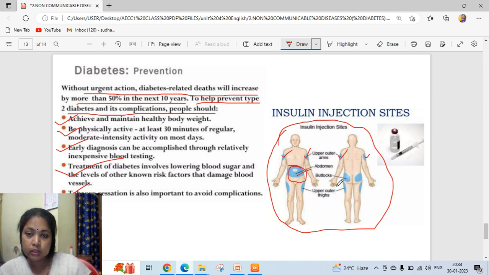Then your abdomen. Then your buttocks. Then your upper outer thighs of both the legs. Okay, so these are the portions where we can take the insulin injection.